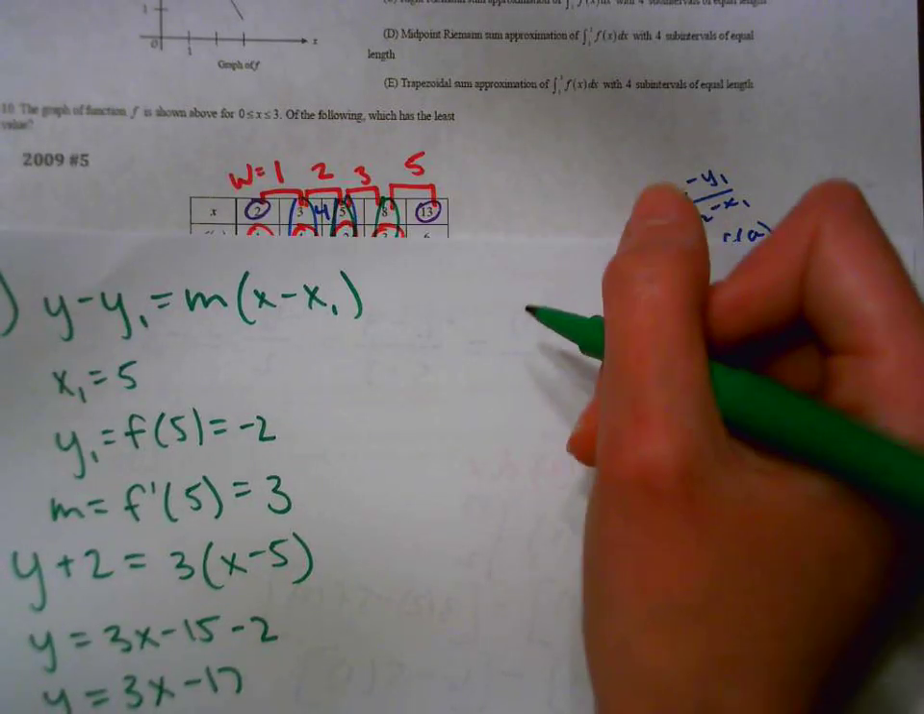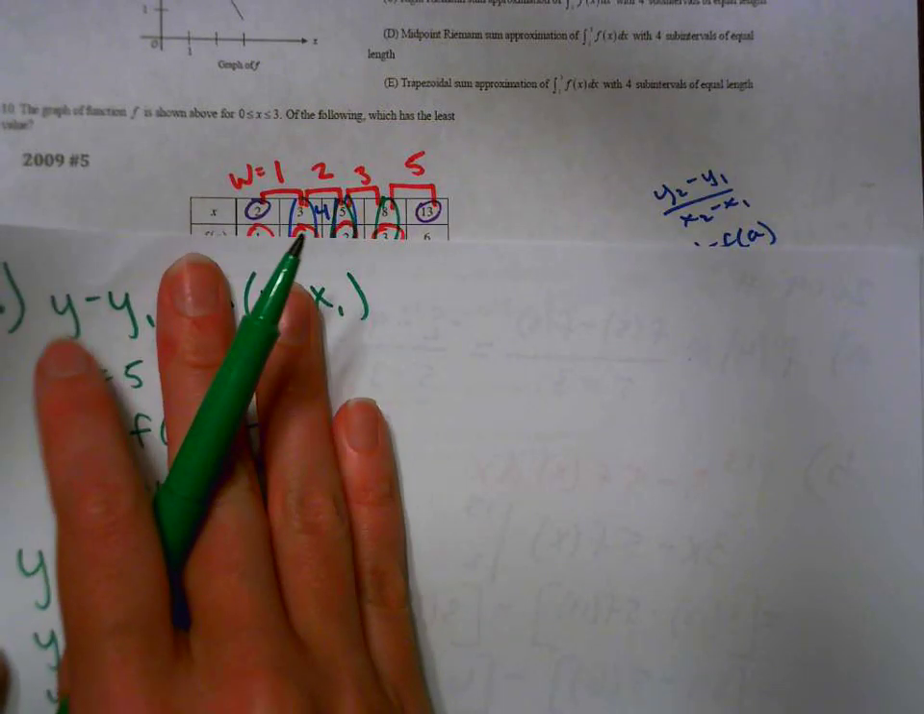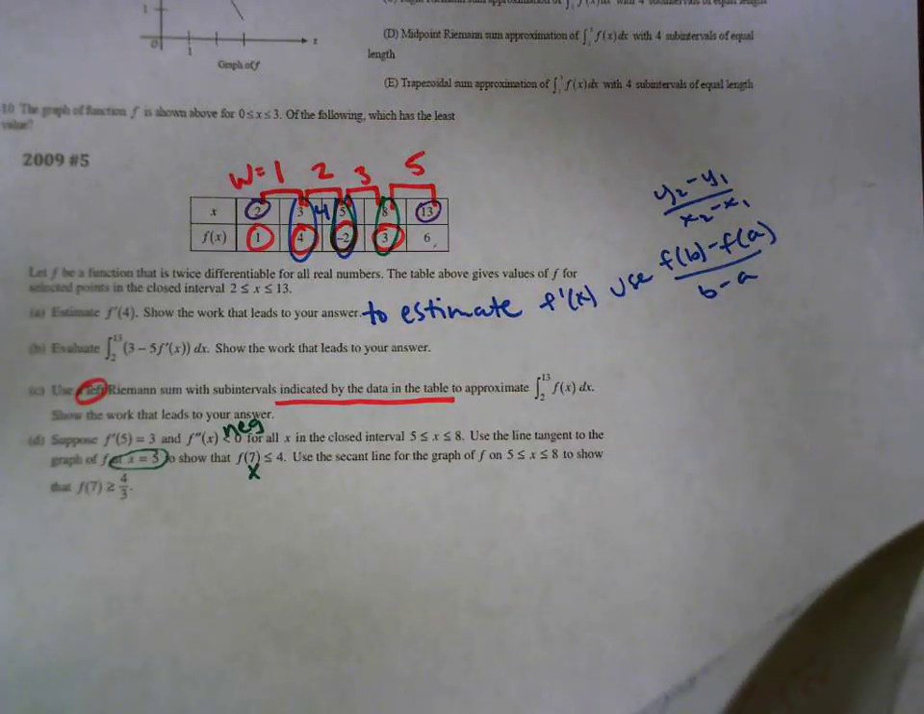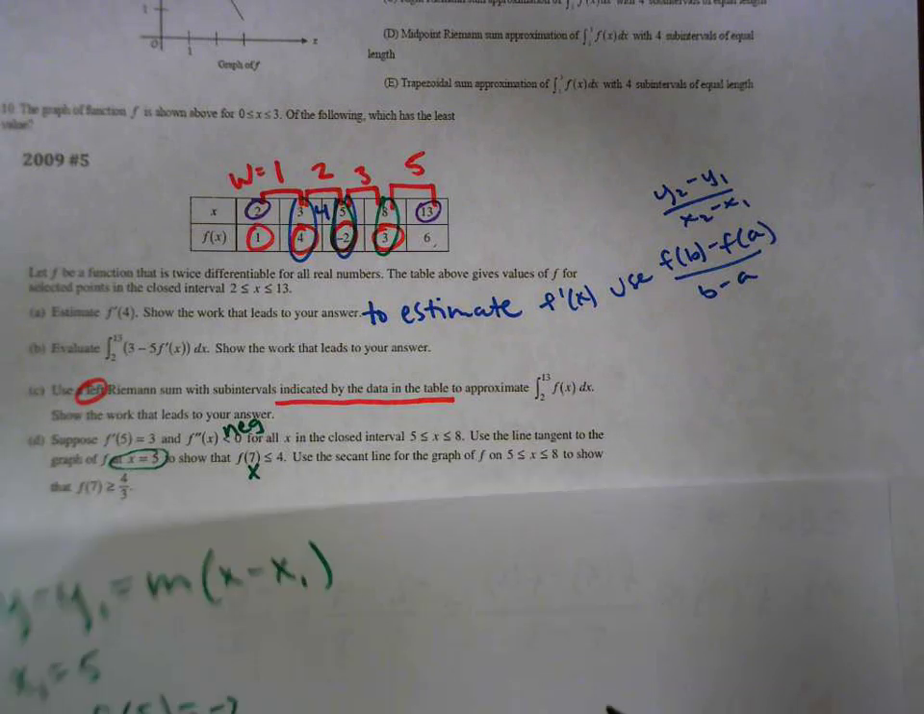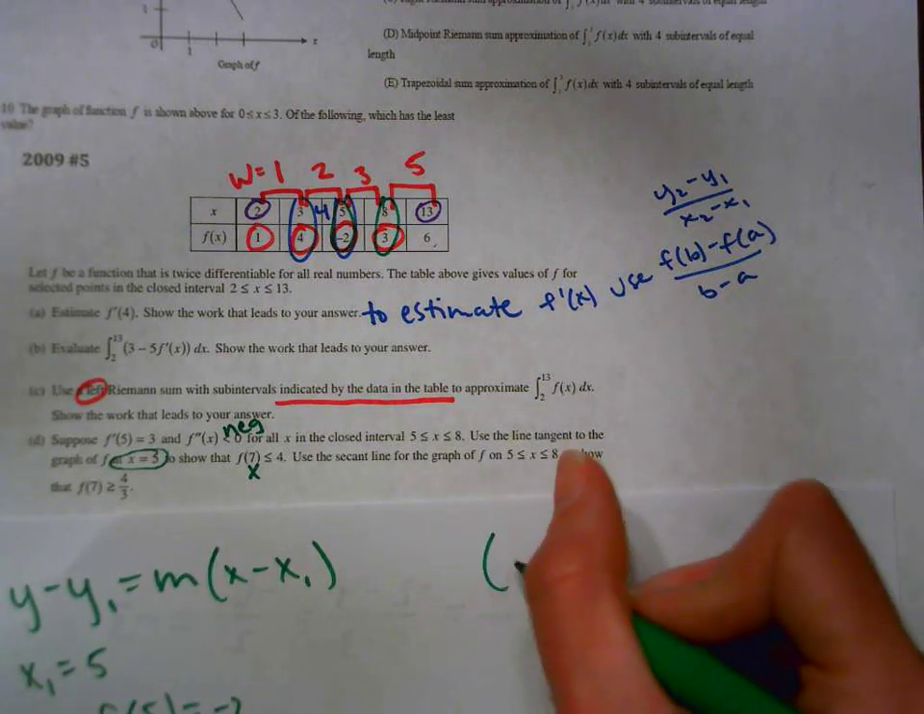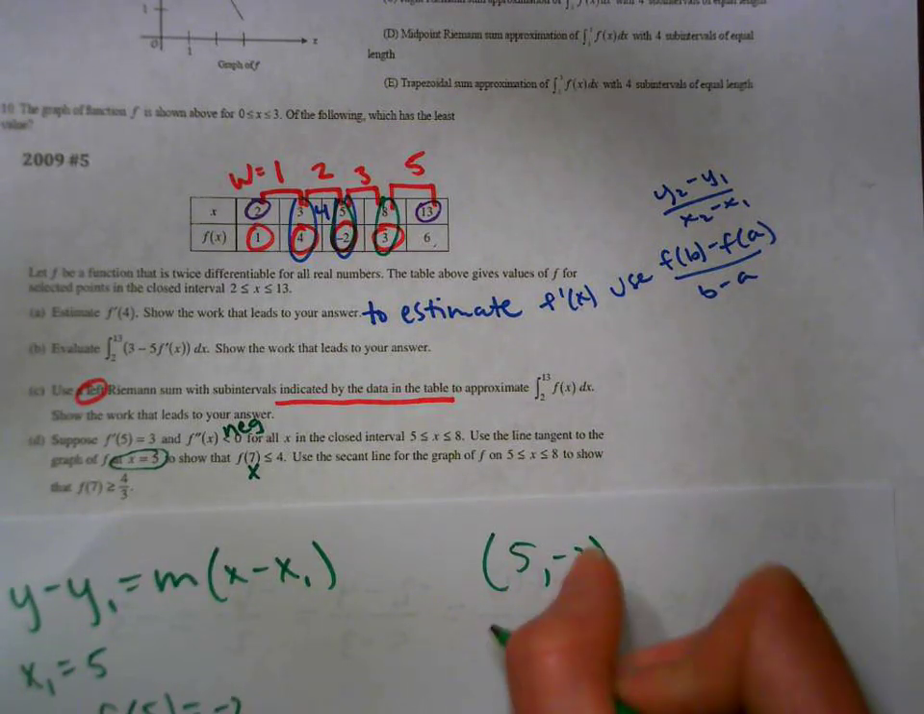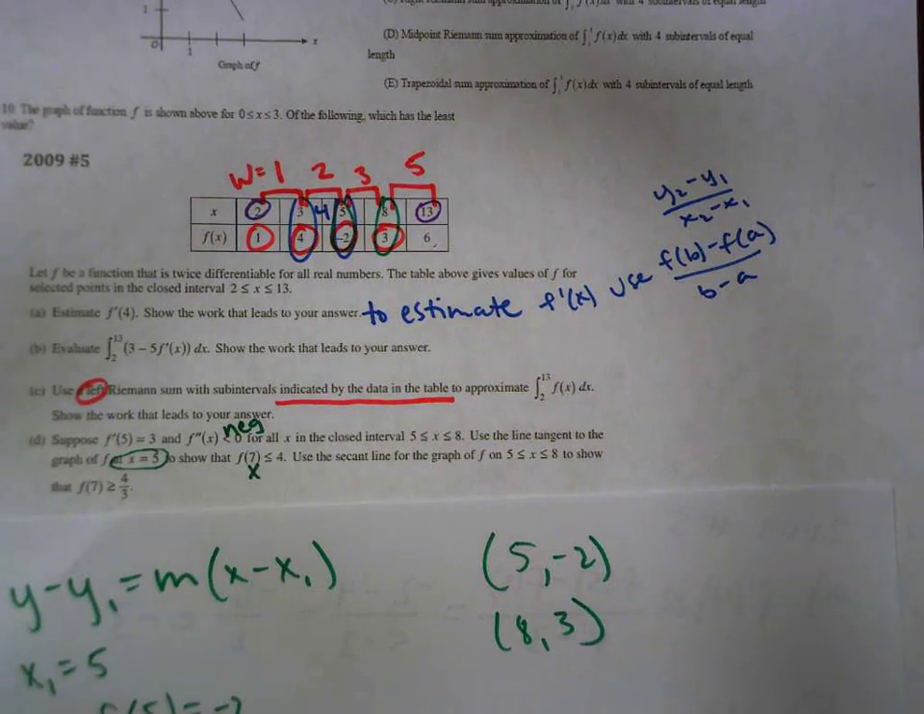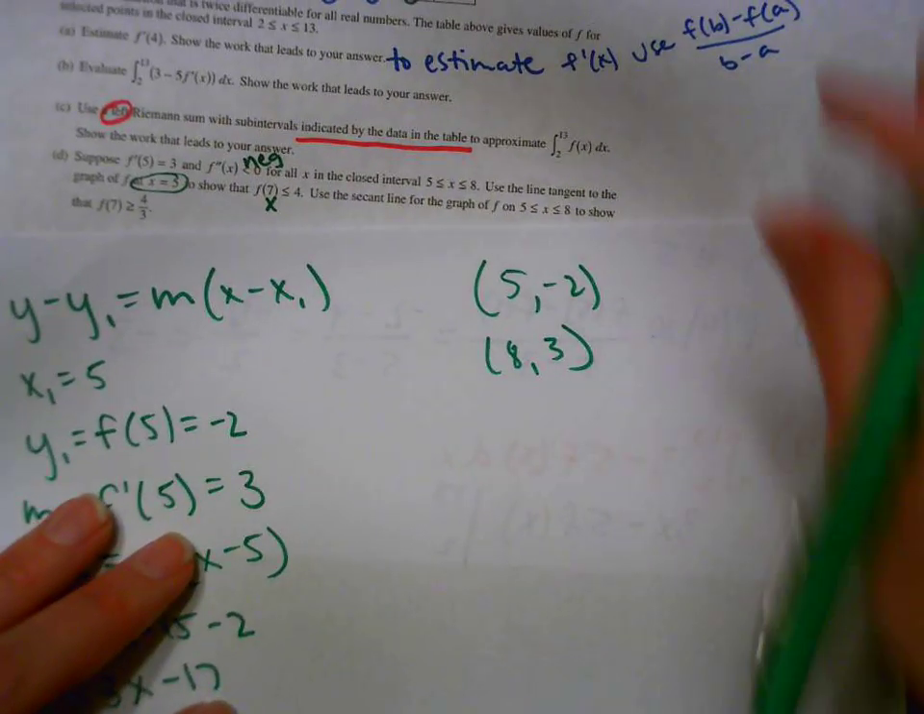So I'm going to come back up here. You're not doing a tangent line, we're going to find the slope for our secant line. Our point for 5 is (5, -2). Our point for 8 is (8, 3). So we're going to find that average rate of change.